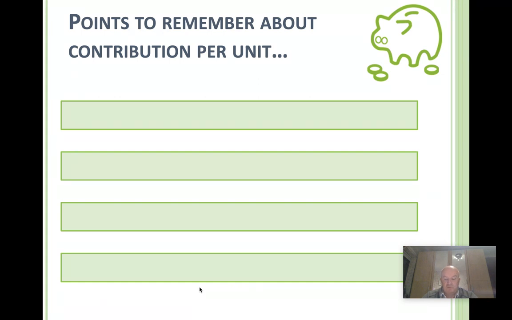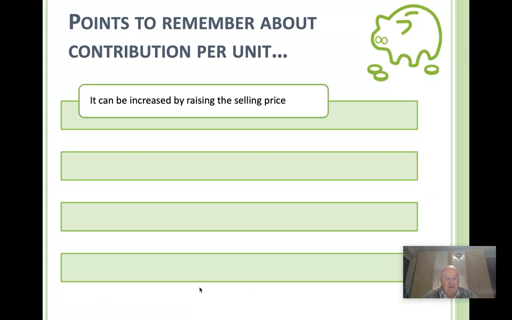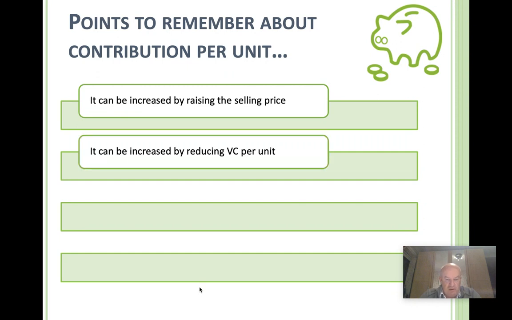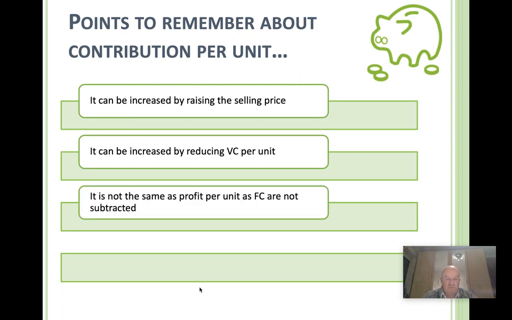Things to remember about contribution per unit then. Obviously, if everything else is staying equal, then if we can raise our selling price, clearly our contribution per unit is going to increase too. Contribution per unit could also be increased by reducing our variable cost per unit. If we could renegotiate raw materials or some element of variable cost, that might mean that we can actually increase our contribution per unit. It's not the same as profit, that's an important one to remember.